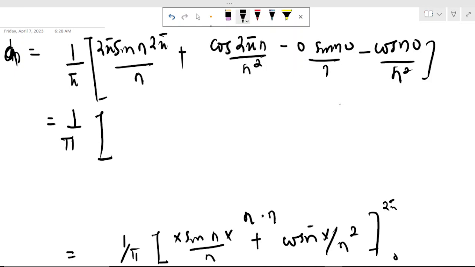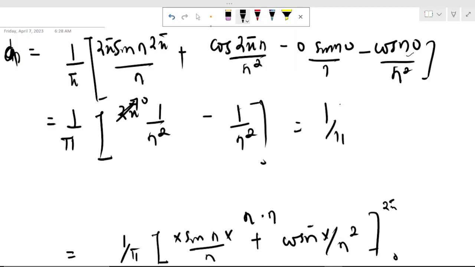Sine n 2 pi is 0. So we have 2 pi. Or no, we don't have 2 pi, because if it's 0, everything changes to 0. So that has gone. Because cos 2 pi n is 1, so we have 1 over n squared. Sine 0 is 0. Cos 0 is 1. So we have minus 1 over n squared. 1 over n squared minus 1 over n squared gives us 0. So our an is equal to 0.